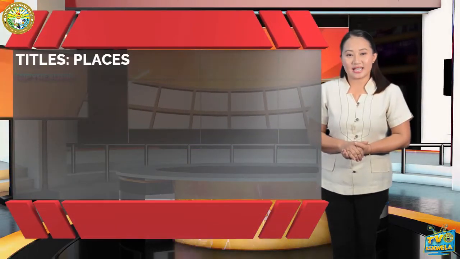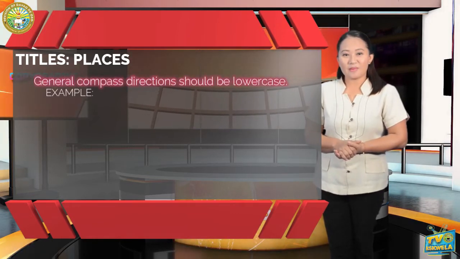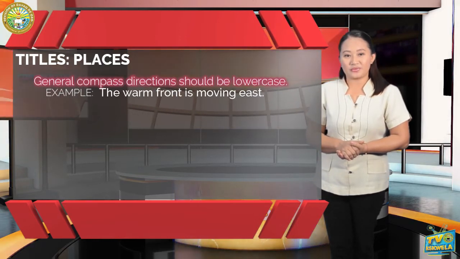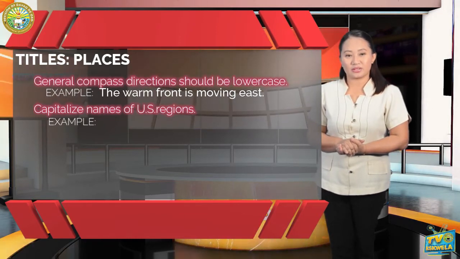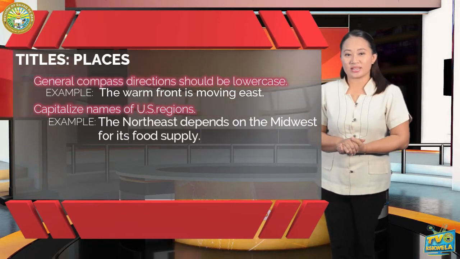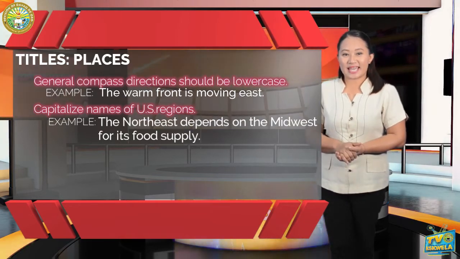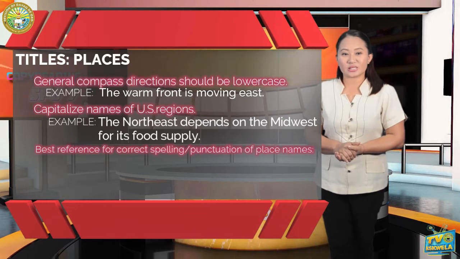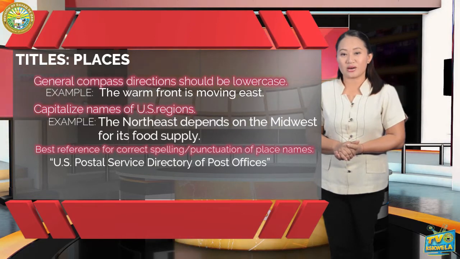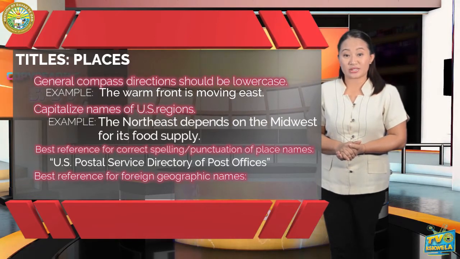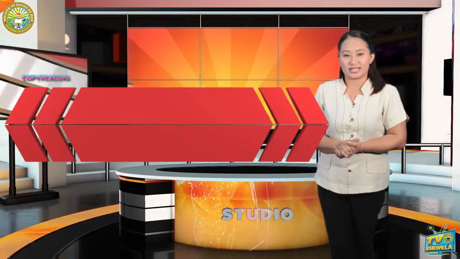Titles, places. General compass directions should be lowercase. Example: the warm front is moving east. Capitalize names of U.S. regions. Example: the Northeast depends on the Midwest for its food supply. Please take note, the best reference for correct spelling or punctuation of place names is the U.S. Postal Service Directory of Post Offices. Best reference for foreign geographic names: Webster's New World College Dictionary.